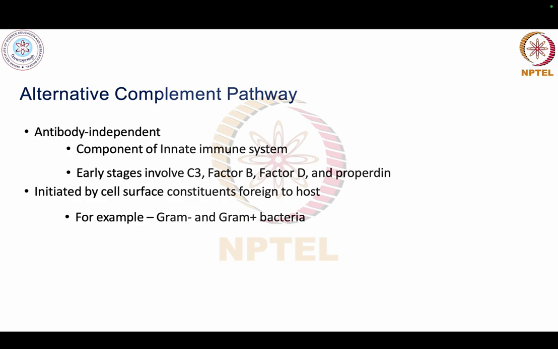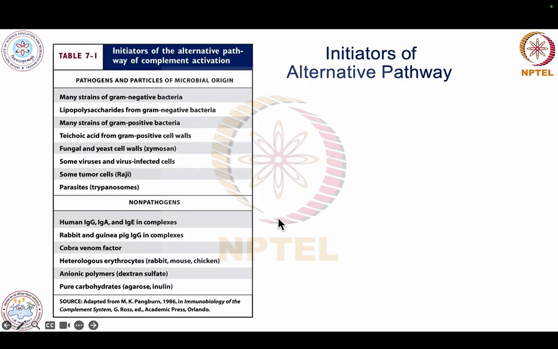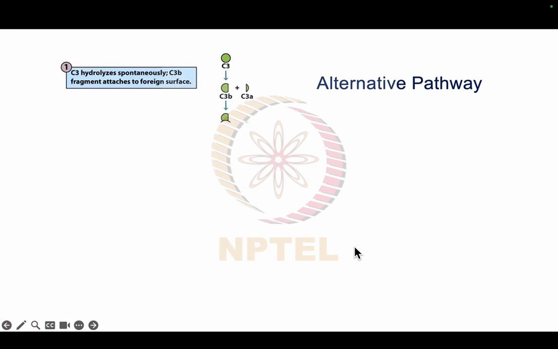So there is an alternative complement pathway which is antibody independent. It is a component of the innate immune system. Early stages involve C3, factor B, factor D, properdin, initiated by cell surface constituents foreign to the host, for example gram negative and gram positive bacteria. You need not recall all those names of initiators of the alternative pathway. There are pathogens and particles of microbial origin, different gram negative and gram positive bacteria, and non-pathogens, that is human IgE, IgG in complexes. So these are initiators of the alternative pathway.